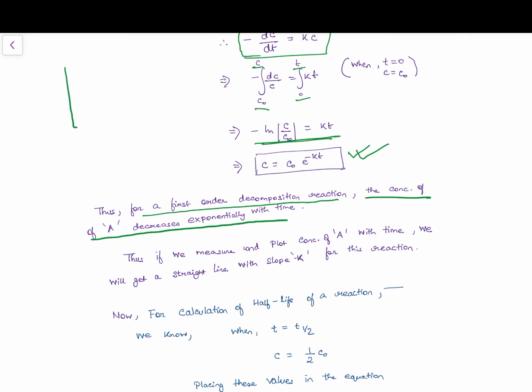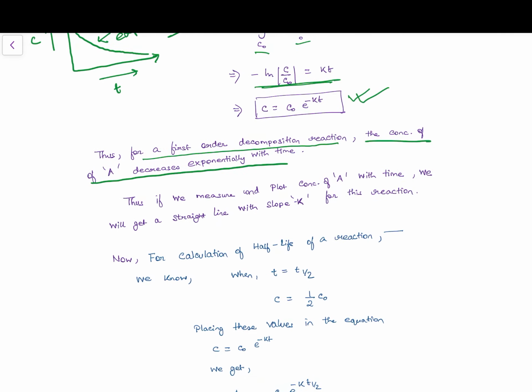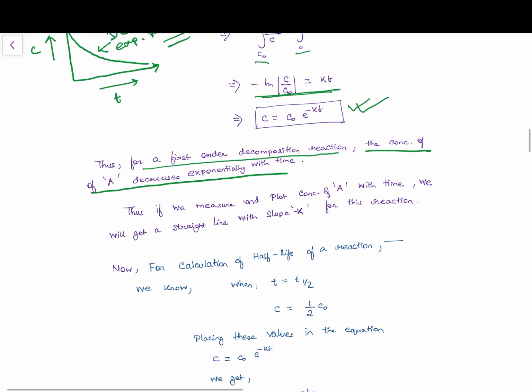So if the graph is like this, where this is the concentration and this is the time, the concentration decreases exponentially with time. Alright.